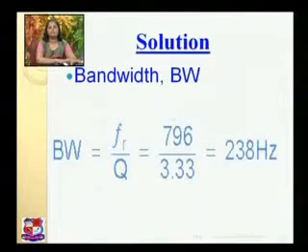Now bandwidth. Equation of bandwidth is resonant frequency divided by Q factor. Value of FR is known, it is 796. Value of Q is also known, it is 3.33. So BW is equal to 796 divided by 3.33. So your answer is 238 Hertz.